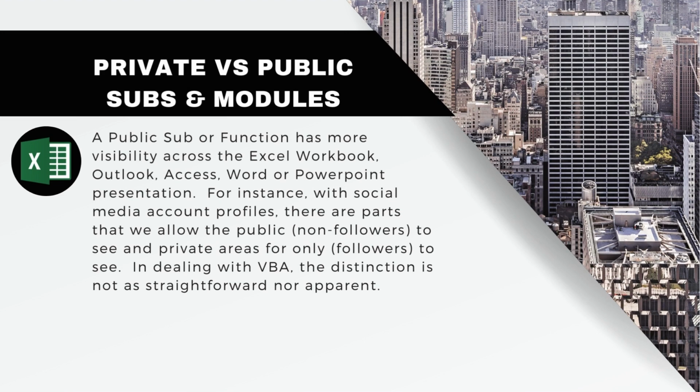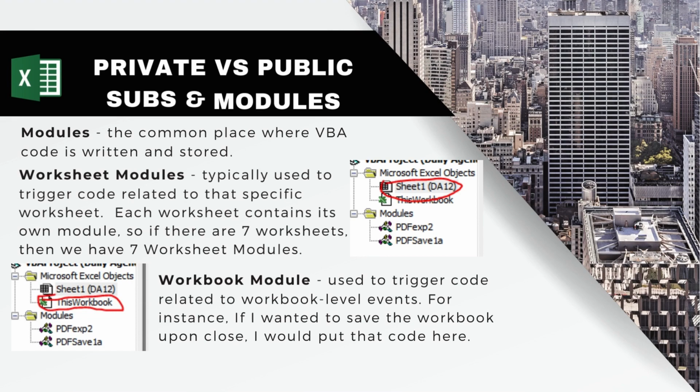Now, a public sub or function has more visibility across the Excel workbook, Outlook, Access, Word, or PowerPoint presentation. For instance, with social media account profiles, there are parts that we allow the public non-followers to see and private areas for only followers to see. In VBA, the distinction is not as straightforward nor apparent. So, keeping that in mind, hopefully this clears things up for us a little bit when we go into the later projects on this channel.